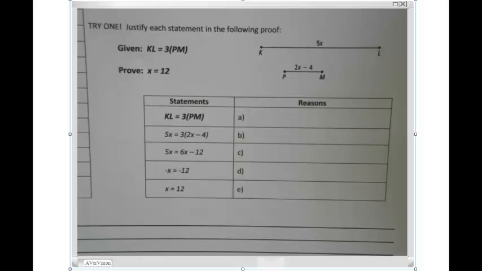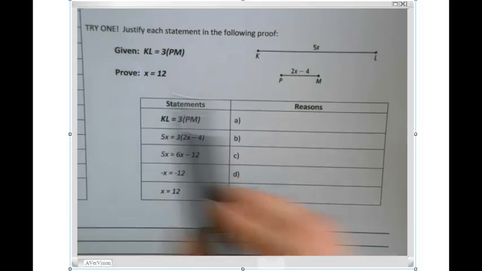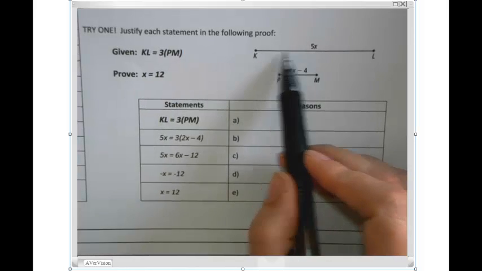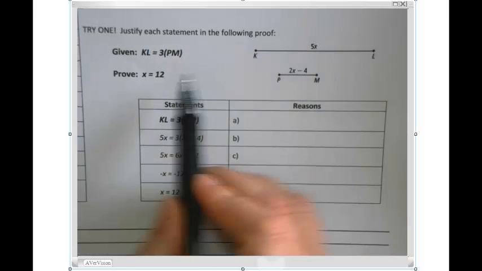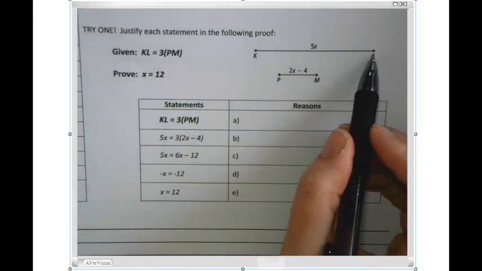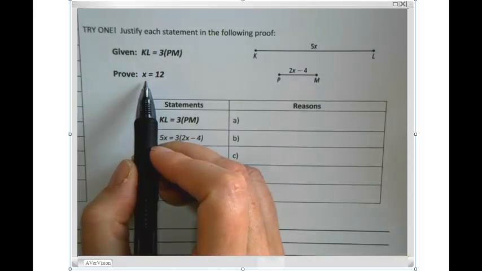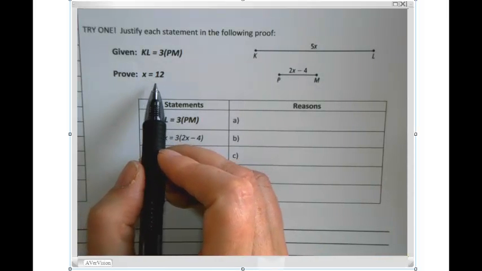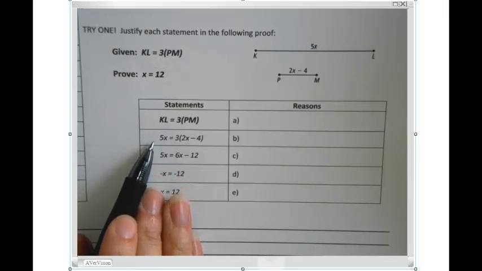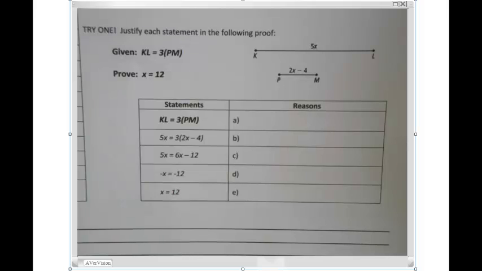Okay. All right, so there's one on here for you to try. Let's read through what's given and what you're going to prove. You're given the distance from K to L. If you look at your picture with the diagram all the way from K to L, this segment is 3 times the length of PM. So K to L is 3 times longer than this shorter segment PM. Your job is to prove formally that x is equal to 12. So here's all the statements going through, and your job again is to justify the reason for every statement that is made. Good luck with that, and we'll talk about it again.